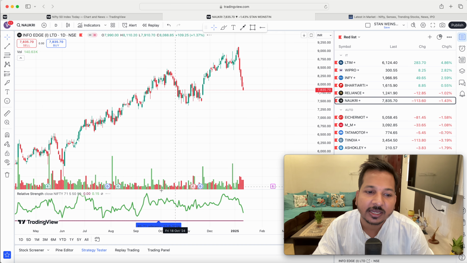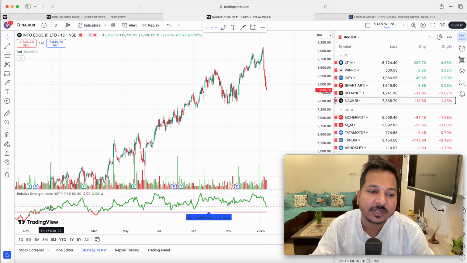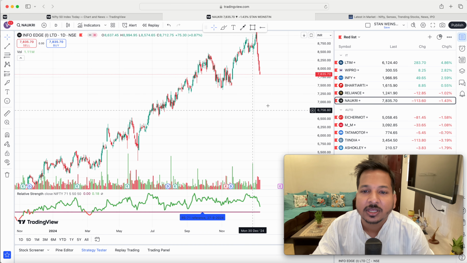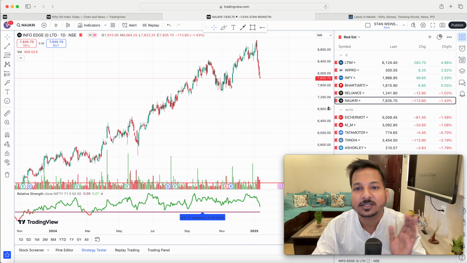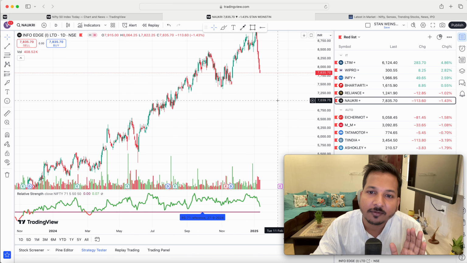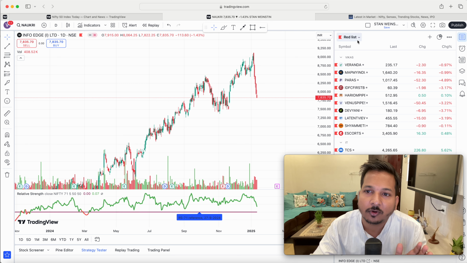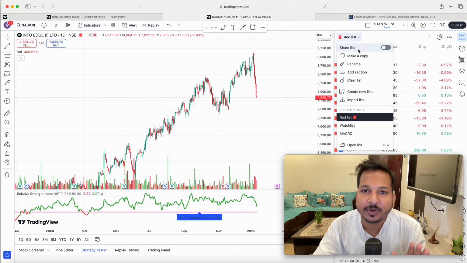Naukri, if you click, it is stronger for a long time. From here onwards, if you see, this is strong. So Naukri is good. Like this, you can find out for whatever stock you have in your portfolio, you check with this number 71.